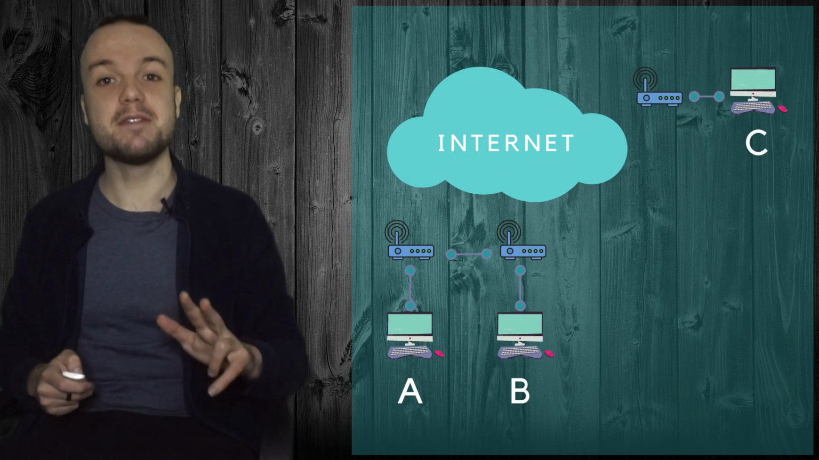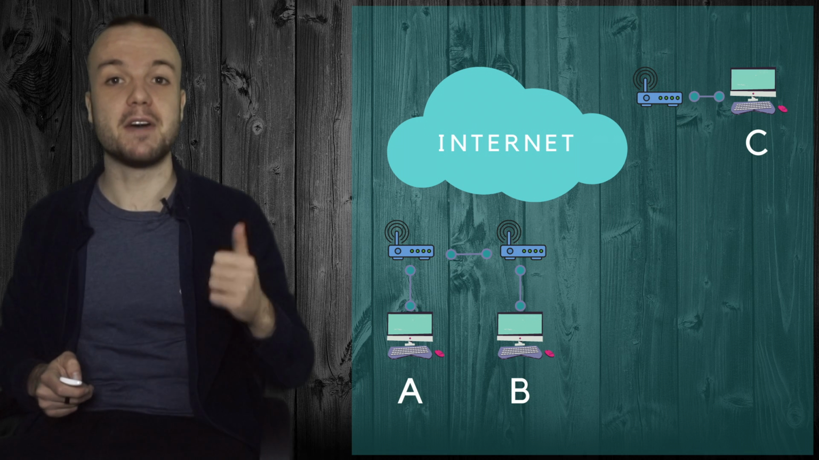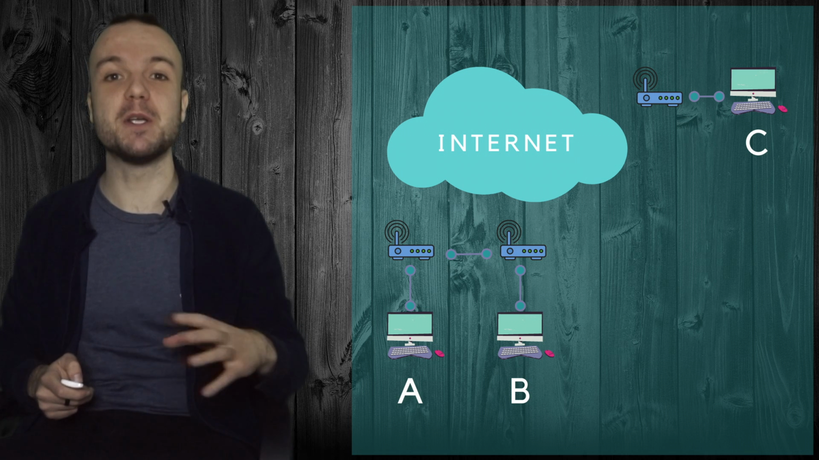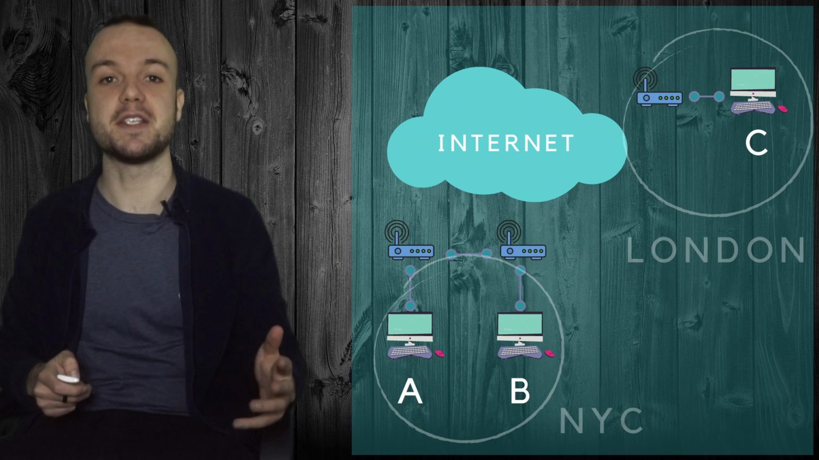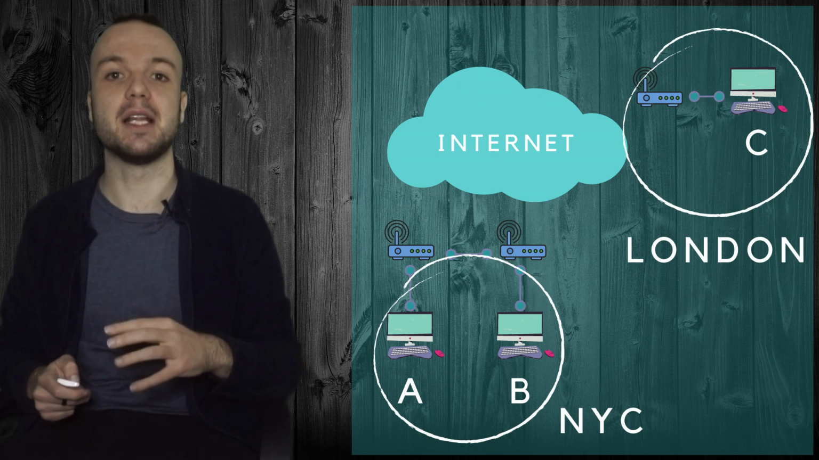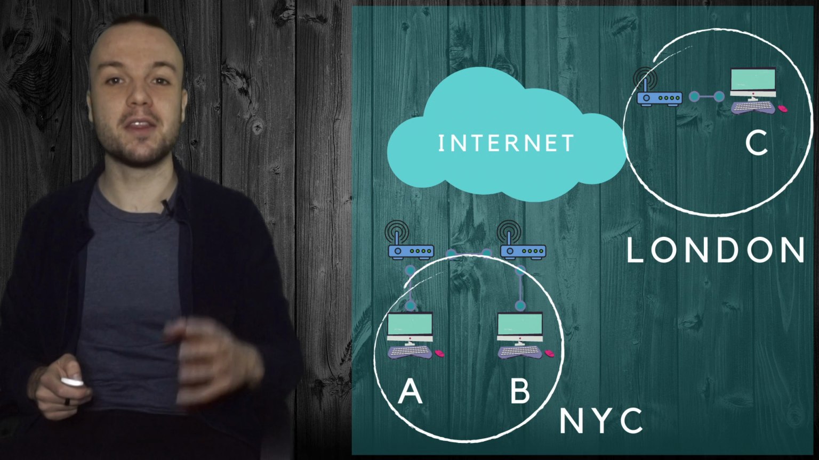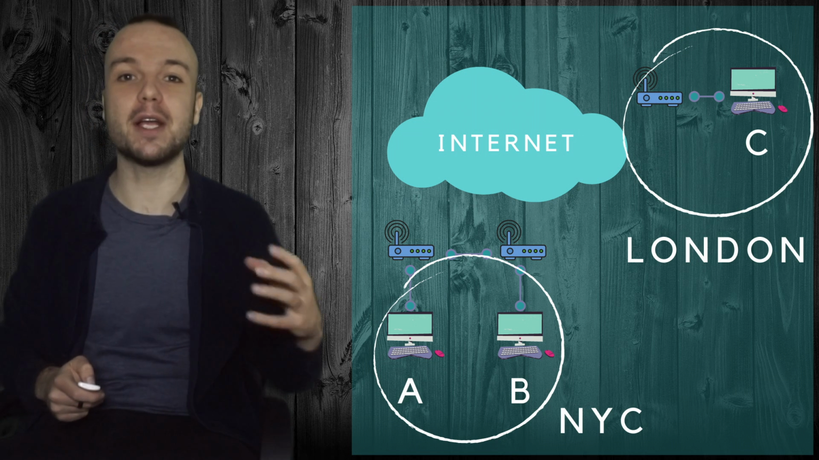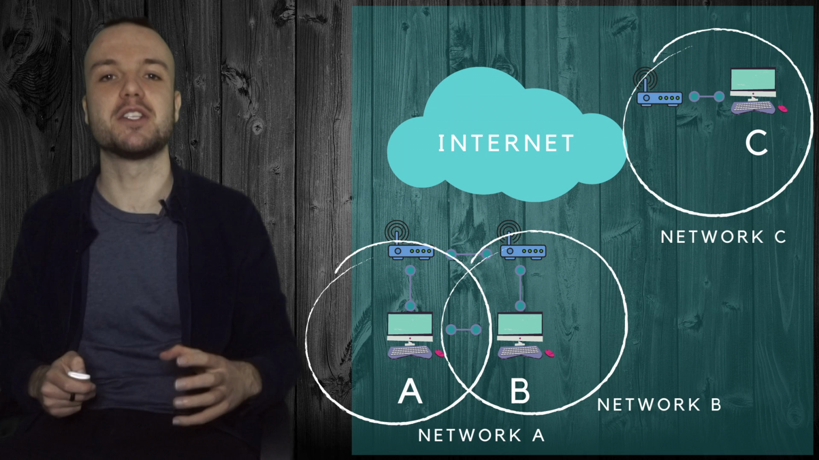We have three devices connected to the internet. Device A and B are used by two different people living in New York City, in the same neighborhood. The third one, device C, is in London. They are all in three different networks, but network A and B are connected to each other.